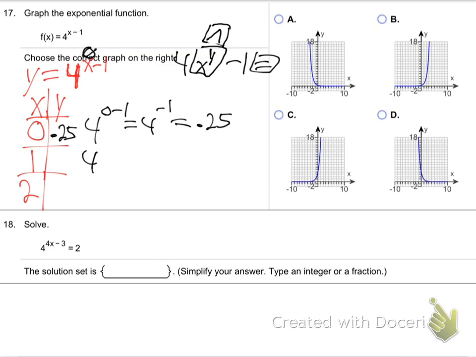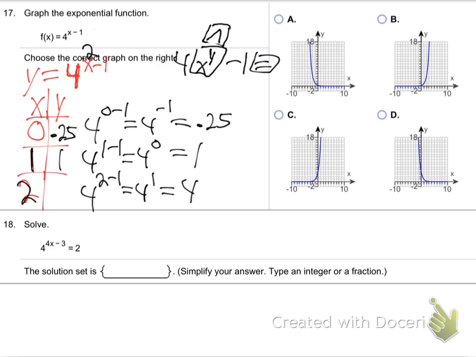The next one, 4 to the, I'm going to put a 1 in there now. So I'm plugging in 1. 1 minus 1, which is 4 to the 0. Do that in your calculator, you just get 1. Anything to the 0 power is 1. And finally, now we're going to plug 2 in there. 4 to the 2 minus 1 is 4 to the 1 is 4.